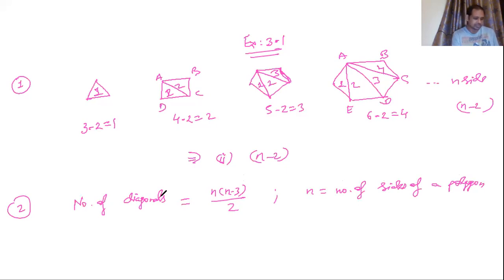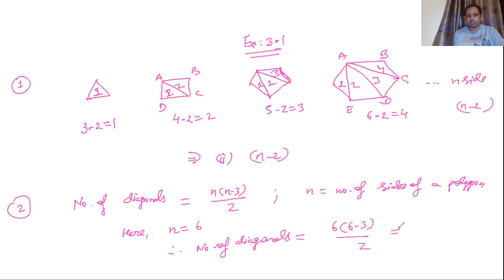In the second case, you have been given a hexagon. Hexagon means how many sides? Here n equals 6. Therefore, the number of diagonals equals 6 into 6 minus 3 upon 2. That means 6 into 3 upon 2. 2 and 2 cancel, 2 threes are 6, 3 threes are 9 diagonals. 9 diagonals.